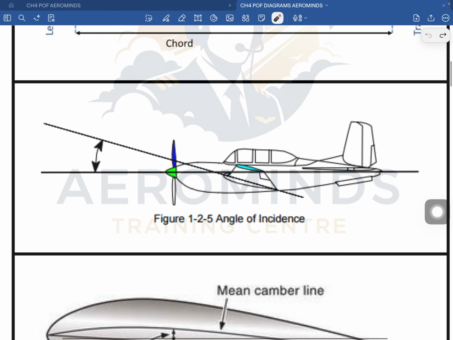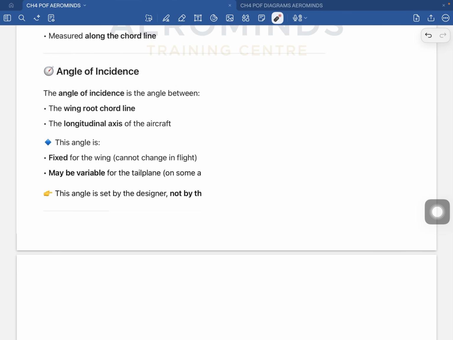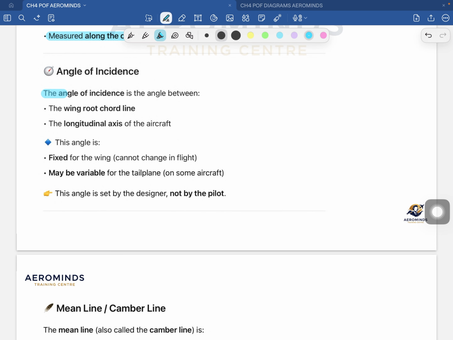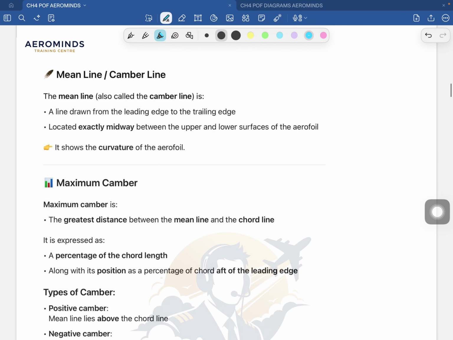This is the diagram for angle of incidence. This is the longitudinal axis of the aircraft, this is the wing root chord line, and this is the angle. This is the angle of incidence. So remember, the angle of incidence is the angle between the wing root chord line and the longitudinal axis of the aircraft. This angle is fixed for the wing and cannot be changed in flight by the pilot or anything else, and may be variable for some aircraft on the tail plane. This angle is set by the designer and not by the pilot. Got it? So now we'll move ahead. Now we'll talk about the mean line, also known as the camber line.